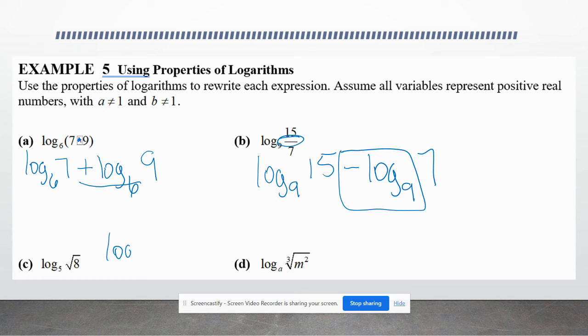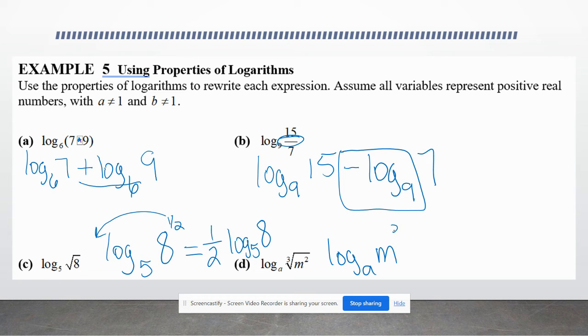Example C, I'm going to rewrite that square root of 8 as 8 to the 1/2 power, power over root, so 1/2 power. That means we're using the power property where that 1/2 drops in front. So it's 1/2 log base 5 of 8. I'm going to do the same thing for example D. I'm going to rewrite that as n to the 2/3 power. The 2/3 drops to the front. 2/3 times log base A of m.